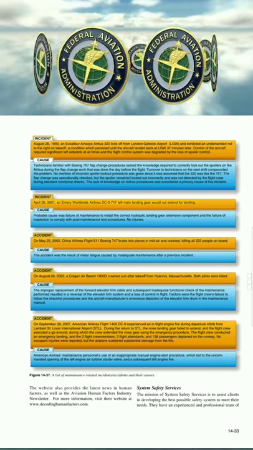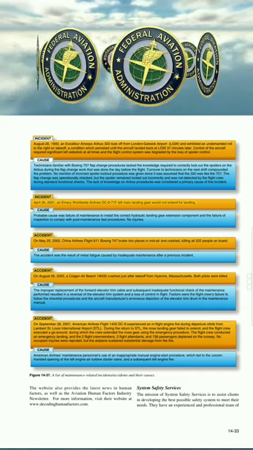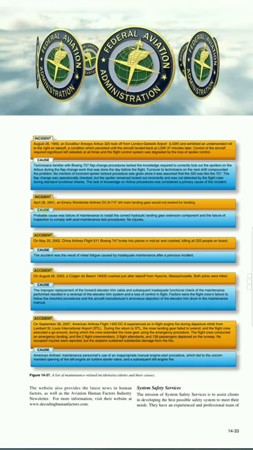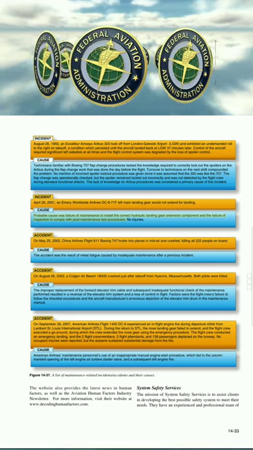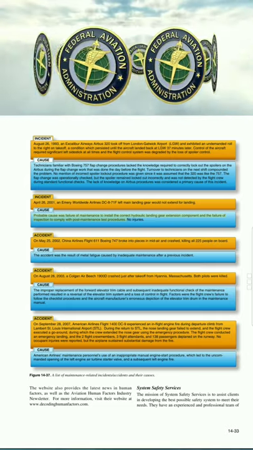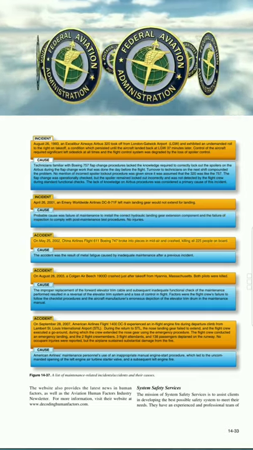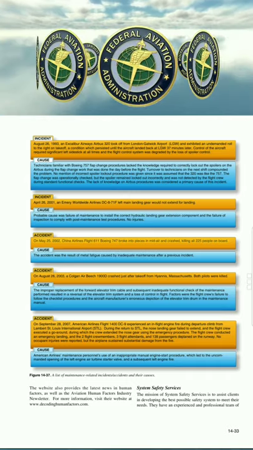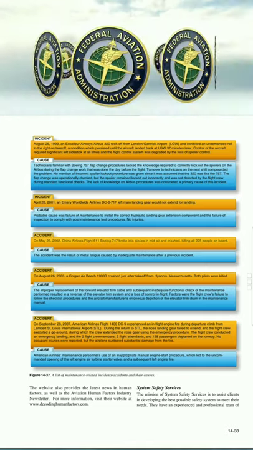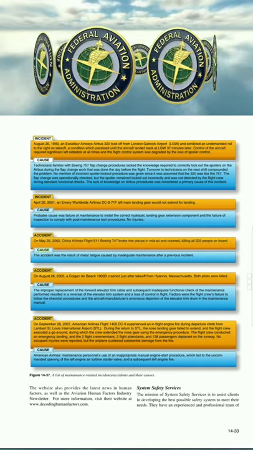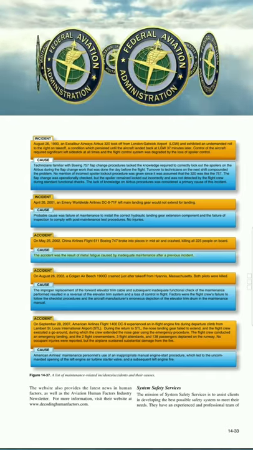Incident. April 26, 2001. An Emery Worldwide Airlines DC-8-71F left main landing gear would not extend for landing. Cause. Probable cause was failure of maintenance to install the correct hydraulic landing gear extension component and the failure of inspection to comply with post-maintenance test procedures. No injuries. Accident. On May 25, 2002, China Airlines Flight 611, a Boeing 747, broke into pieces in midair and crashed, killing all 225 people on board. Cause. The accident was the result of metal fatigue caused by inadequate maintenance after a previous incident.